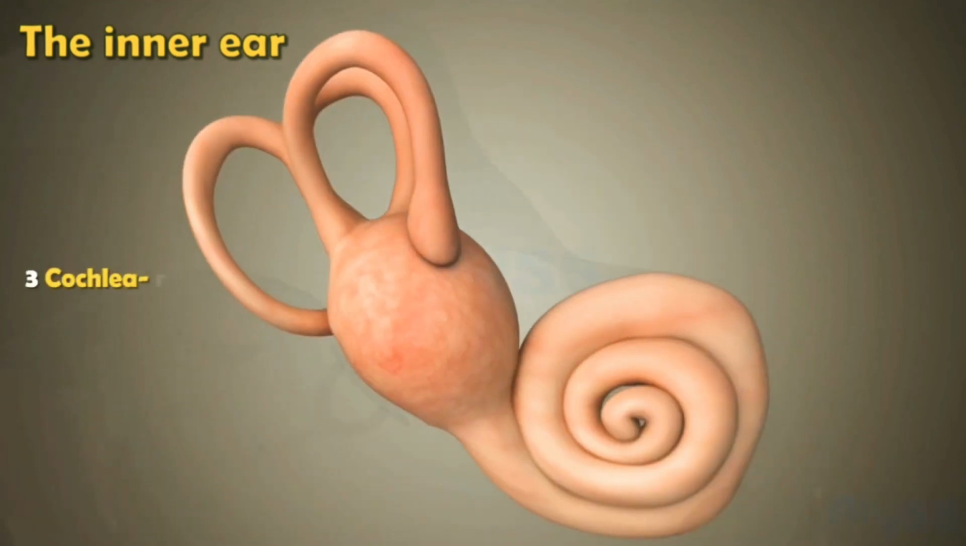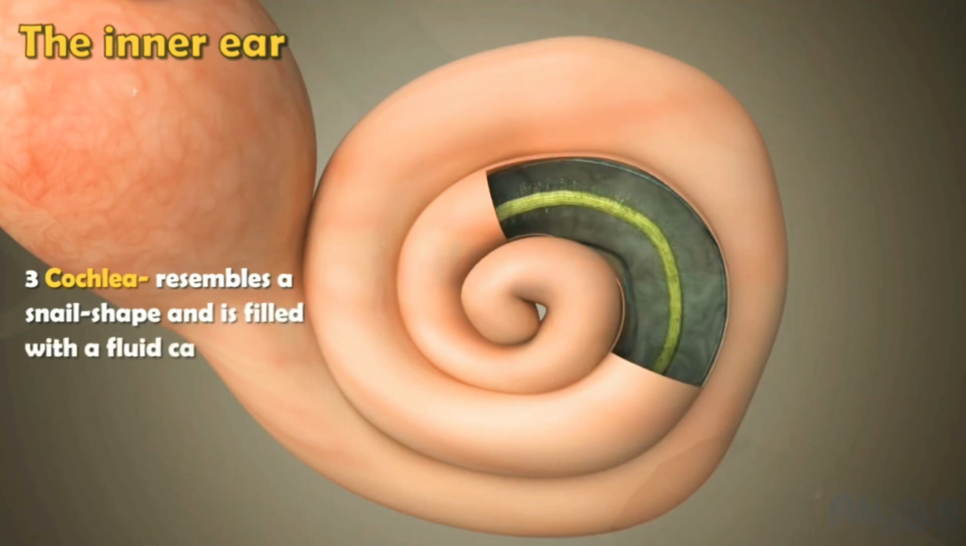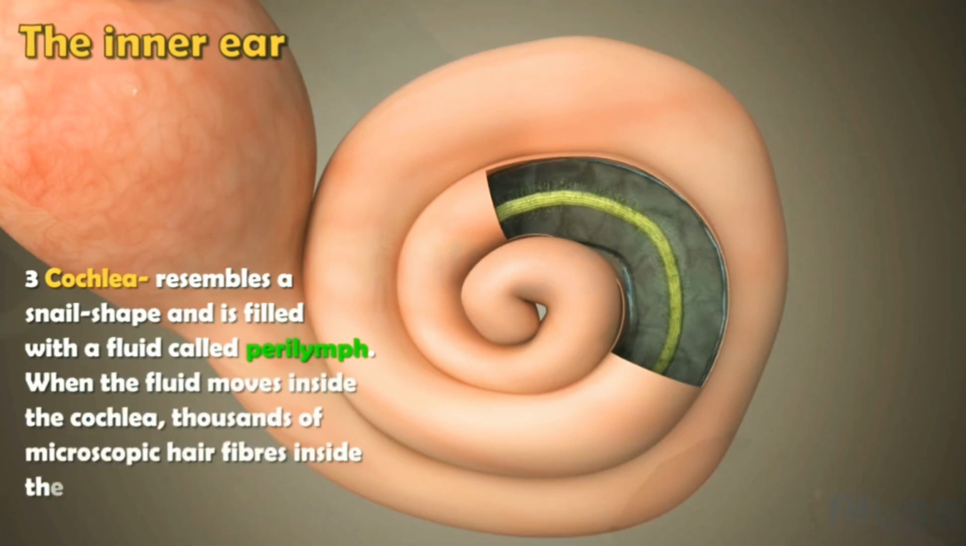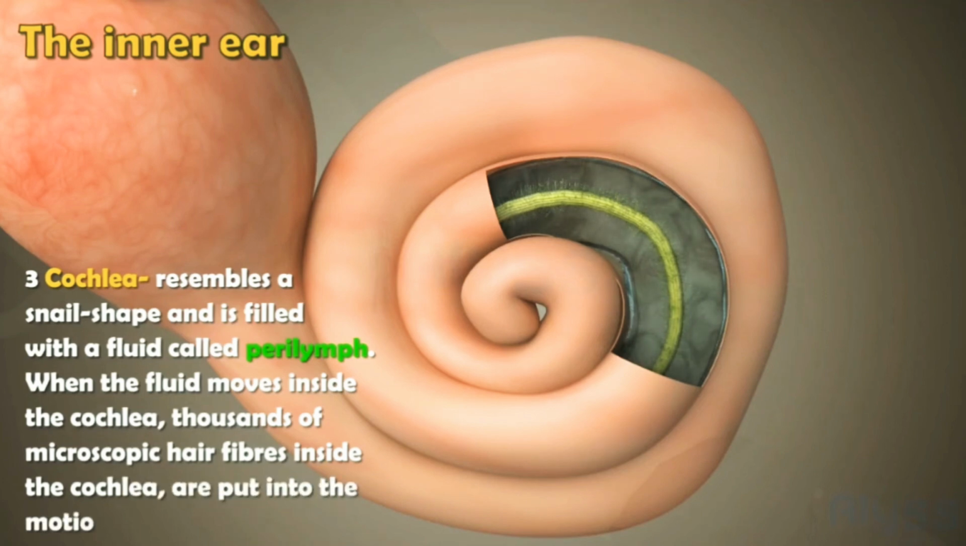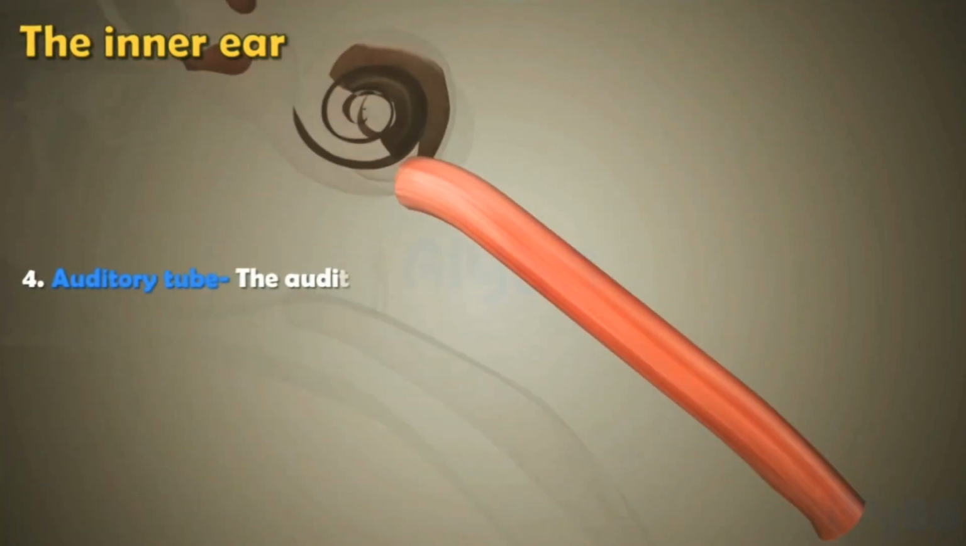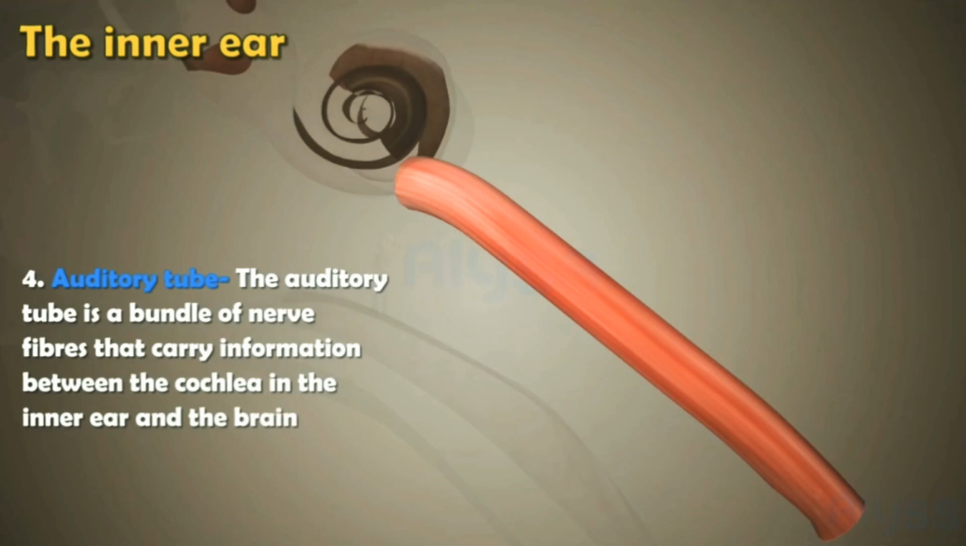3. Cochlea, which resembles a snail shape and is filled with a fluid called perilymph. When the fluid moves inside the cochlea, thousands of microscopic hair fibers inside the cochlea are put into motion. 4. Auditory tube. The auditory tube is a bundle of nerve fibers that carry information between the cochlea and the brain.